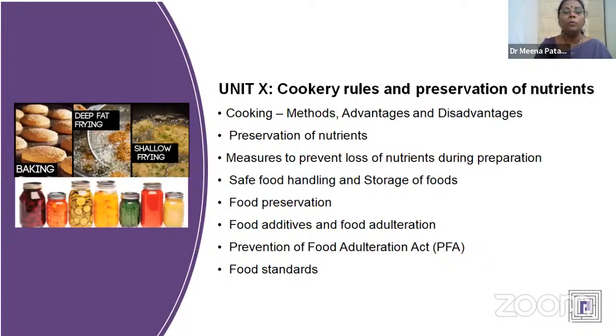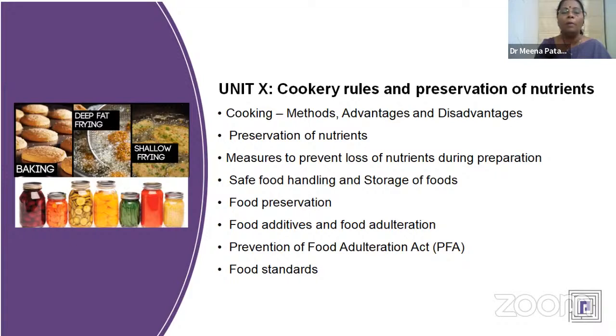Now, going on to Unit 10, cookery rules and preservation of nutrients. Very, very important aspects. This need not be taught to the people only when they have disorders, but whenever you conduct a community program where you're meeting large number of people, you need to convey this, because when you study the various aspects of syllabus covered under cookery rules and preservation of nutrients, you will think that it's just such a common thing. How do people not know about it?